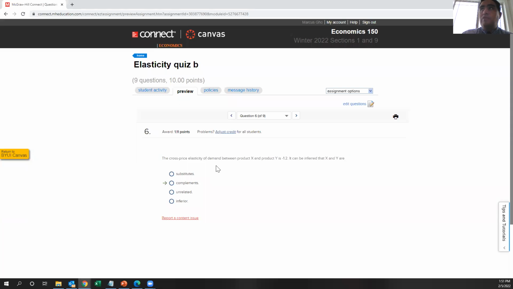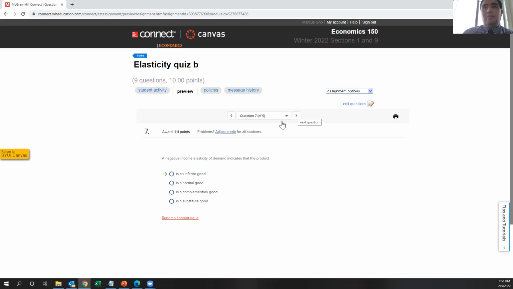Inferior has more to do with the income elasticity, and income's not part of that if it's either an inferior or normal good. That's question number 6. Question number 7: a negative income elasticity of demand indicates the product is an inferior good.